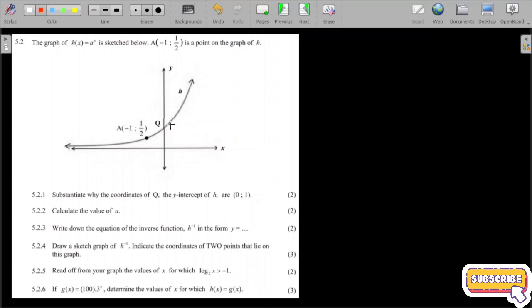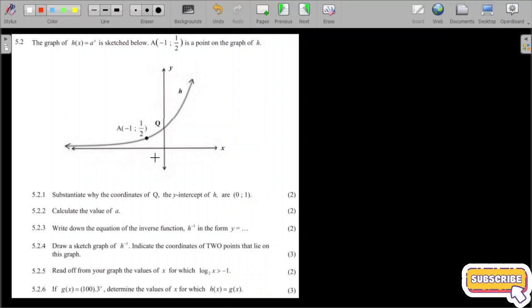Here we'll be dealing with the exponential graph. I hope you know that exponential graphs also go with the inverse of those exponential graphs, which is what we'll be dealing with in this video. Now let's get into it.